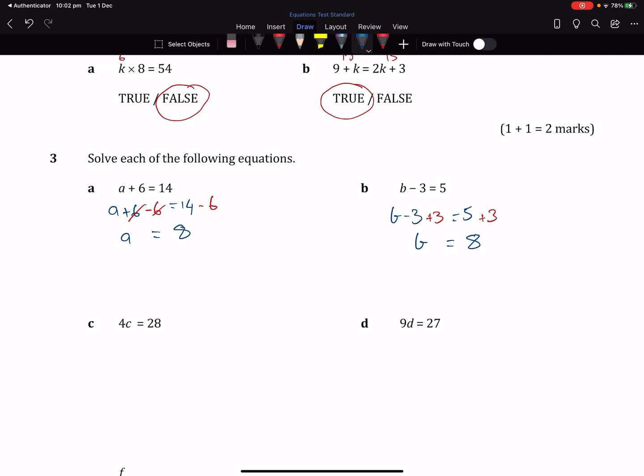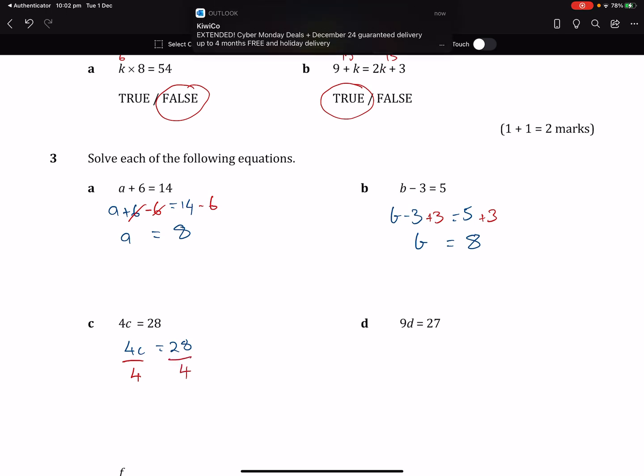For C, 4c equals 28. Remember, we are undoing the multiplication by 4, so we do that as a division, and we should be showing that in the fractional form. So it's divided by 4 on both sides.